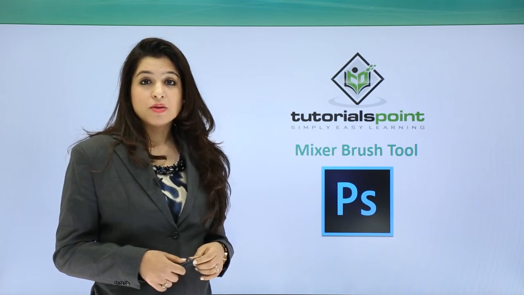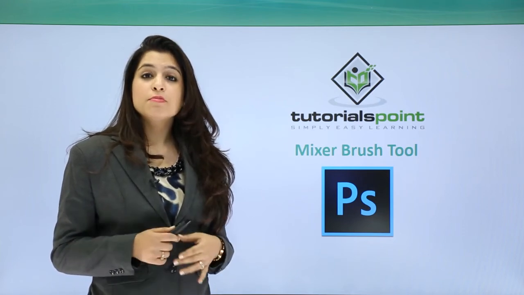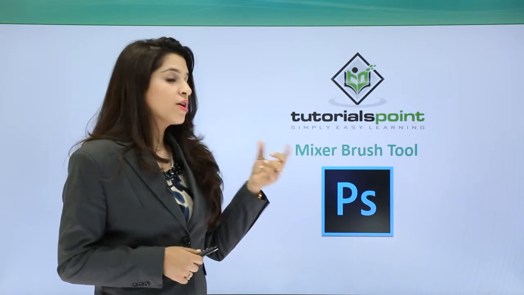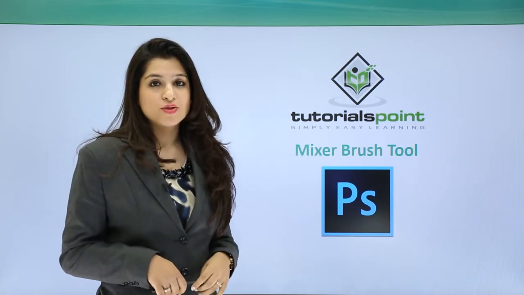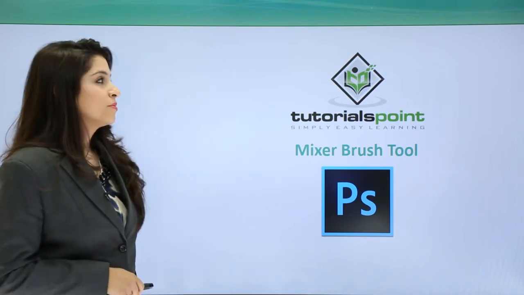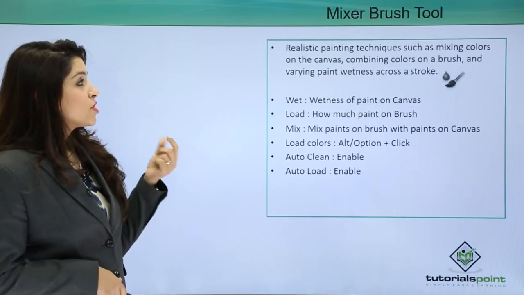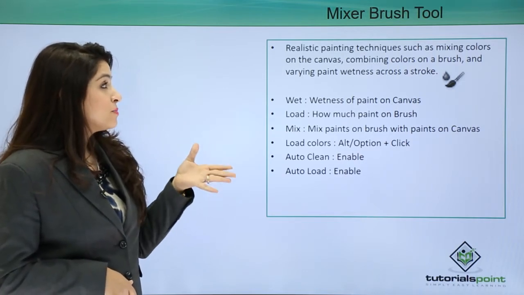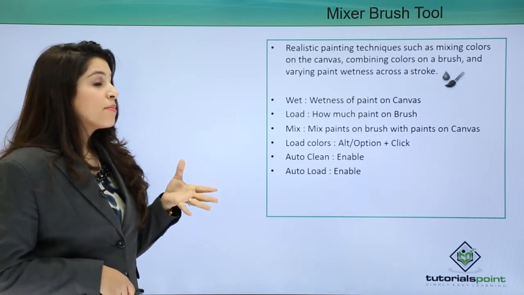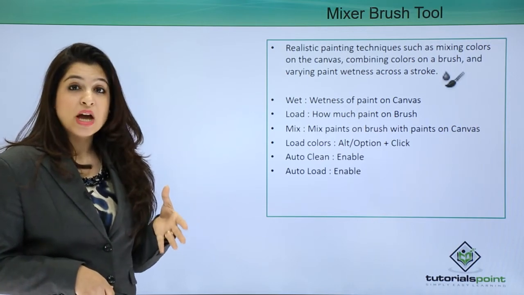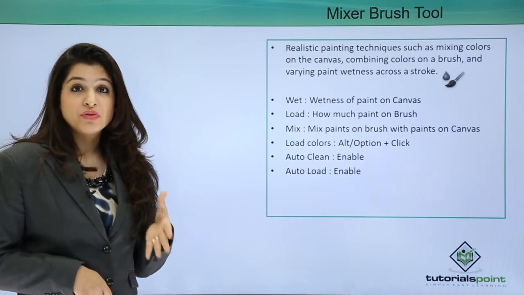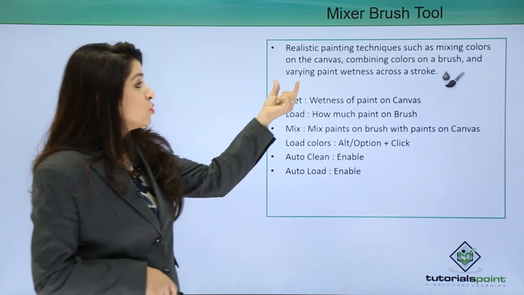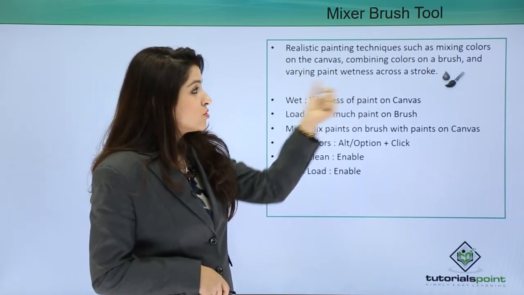Now that we have done the brush tool and the pencil tool, let's move towards an amazing tool, the mixer brush tool. I totally adore this tool, so let's move forward. The mixer brush tool can give us realistic painting techniques such as mixing colors on the canvas, because your brush can now behave like a wet brush, a realistic brush. So we can combine colors on the brush and we can also vary the wetness across the stroke.